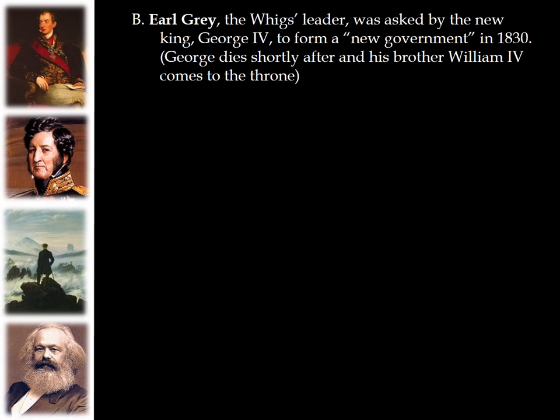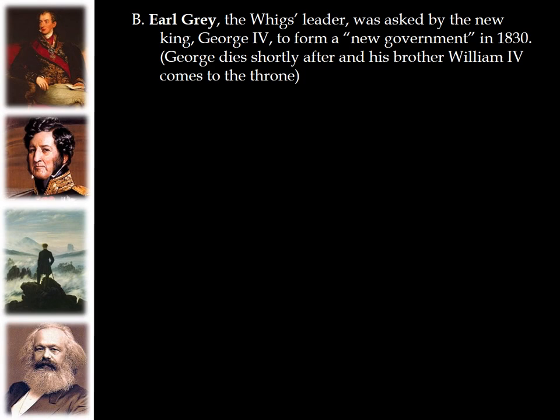Earl Grey, yeah, he's a real person, not just a tea. Earl Grey was the Whigs leader during this time, and was asked by the new king, George IV, to form a new government in 1830. Now, let me explain what this means.